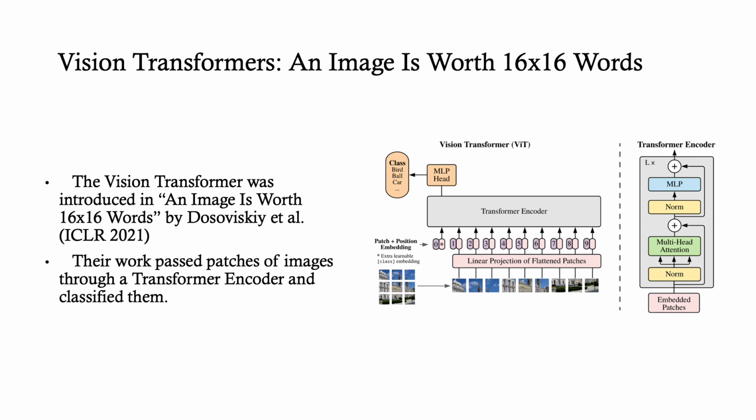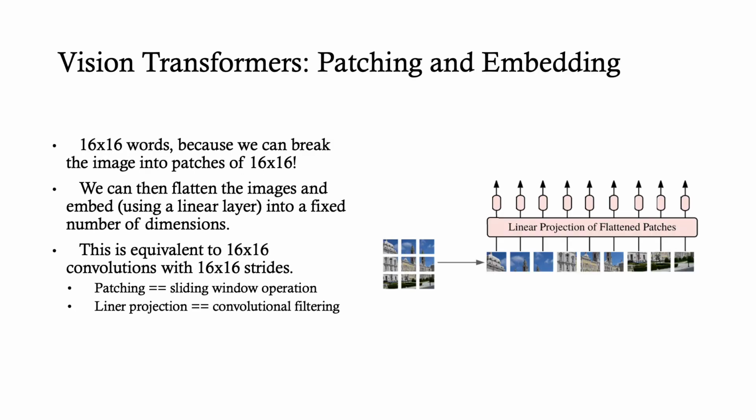The original vision transformer was introduced in the paper "An Image is Worth 16 by 16 Words," which was published in ICLR 2021. The work passed the patches of the images through a transformer encoder and then classified them. So the design is relatively simple and elegant. A little bit more about the patching and embedding process: our image is worth 16 by 16 words because we can break the image into patches of 16 by 16, flatten them, and embed them into a fixed number of dimensions using a linear layer.